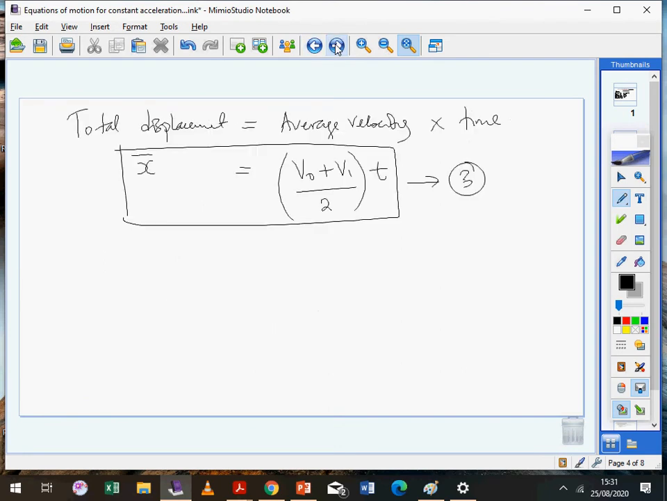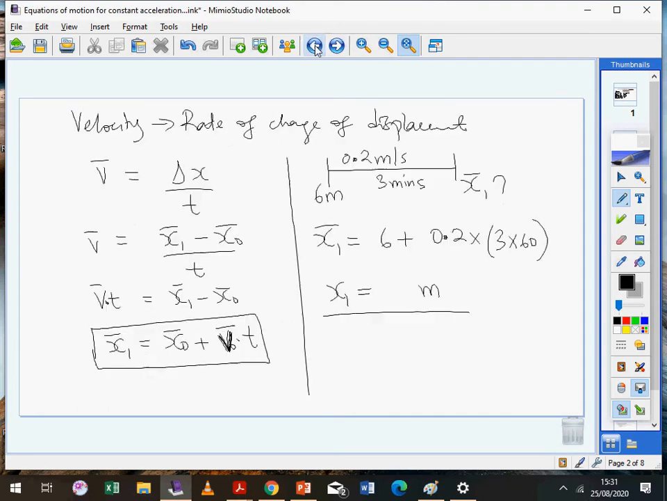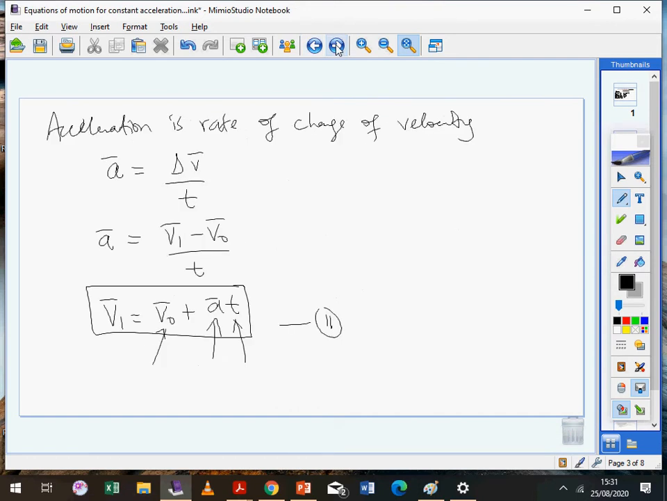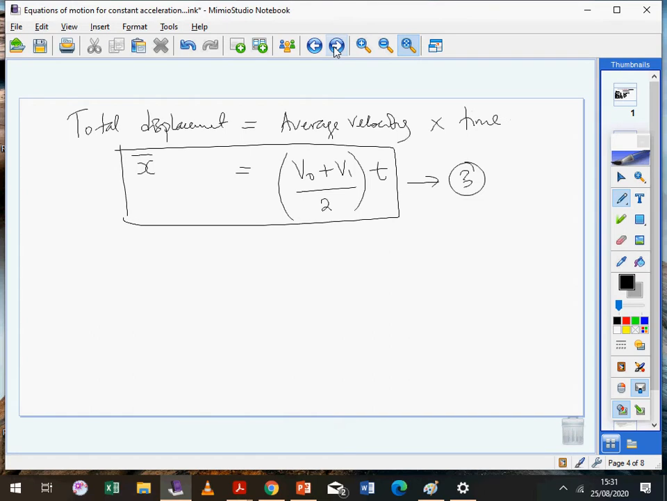So we can use these equations of motion because if you look at them, the first equation of motion involves displacement, speed, and time, right? The second equation of motion involves velocity. Like I said, I should really be saying velocity instead of speed. It includes velocity, acceleration, and time. This one over here includes displacement, velocity, and time.